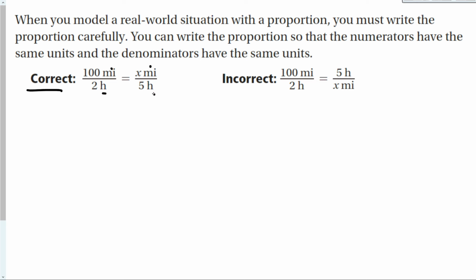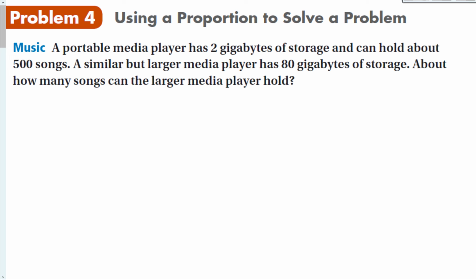Miles, miles, hours, hours. This one is not correct. Miles, hours, hours, miles. So the stuff in the numerator has to match the stuff in the denominator. The stuff on the top has to match the stuff on the bottom. Okay? That's a way to check yourself when you are actually setting up the proportion.